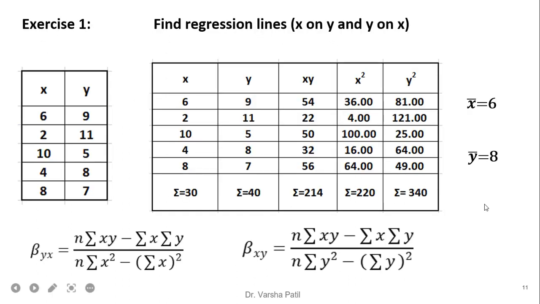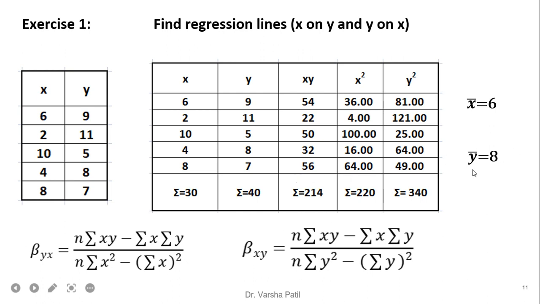Now we will solve the problem. Exercise 1: find 2 regression lines, that is x on y and y on x. This data is given. Now by seeing the formula, we require summation of x, summation of y, summation of x square, summation of y square. Here we require 3 extra columns, that is xy, x square and y square, and the average x bar is equal to 6 and the average y bar is equal to 8.